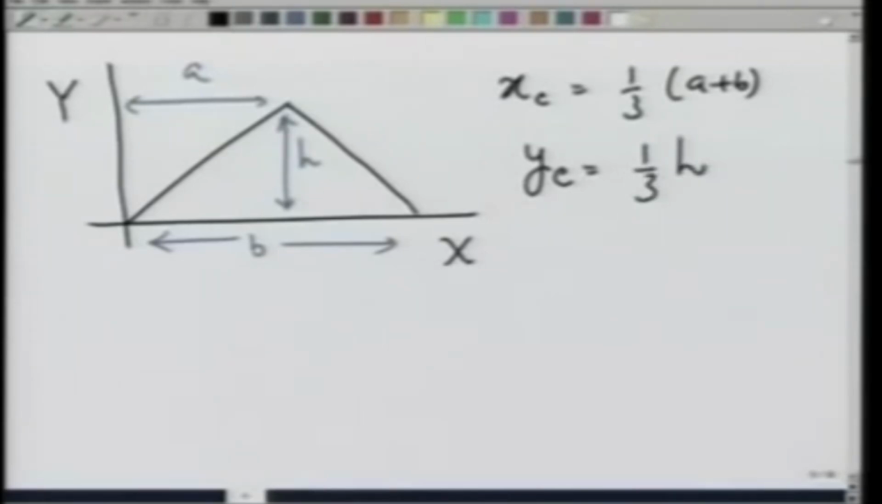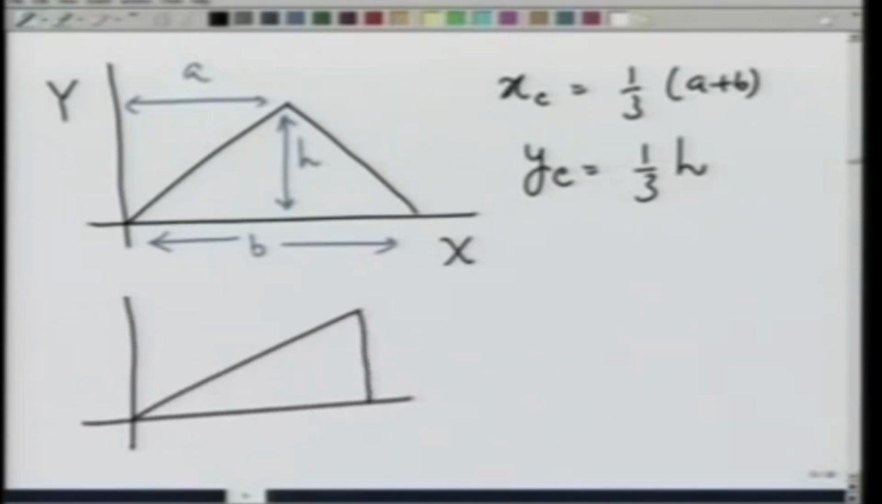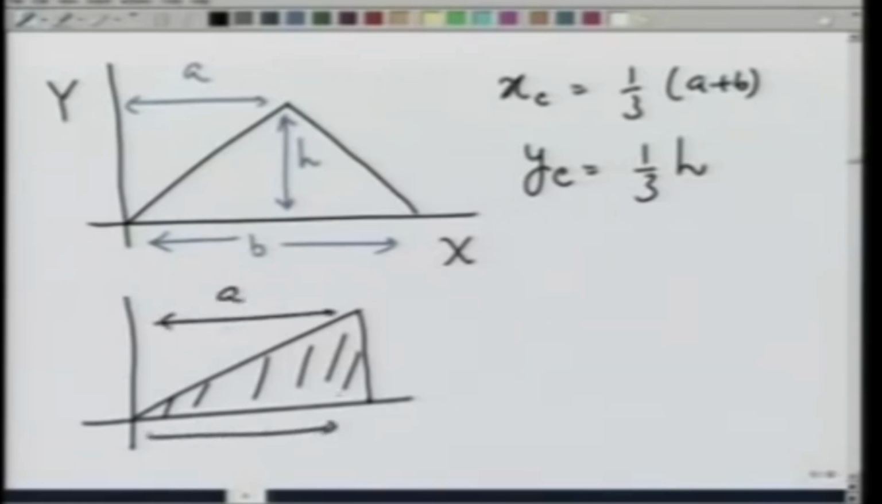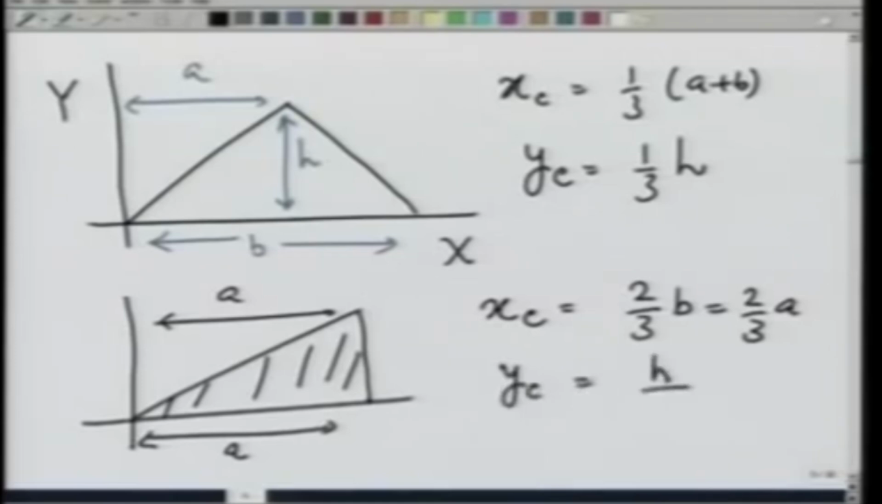You can see that the y coordinate is 1/3 of the height and the x coordinate is 1/3 of b plus a. So suppose I had a triangle like this, an area which is triangular in shape. In that case, a and b are going to be the same, so that xc in this case would become 2/3 of b or 2/3 of a, and yc is obviously equal to h over 3. So, we have calculated the centroid for a triangle.